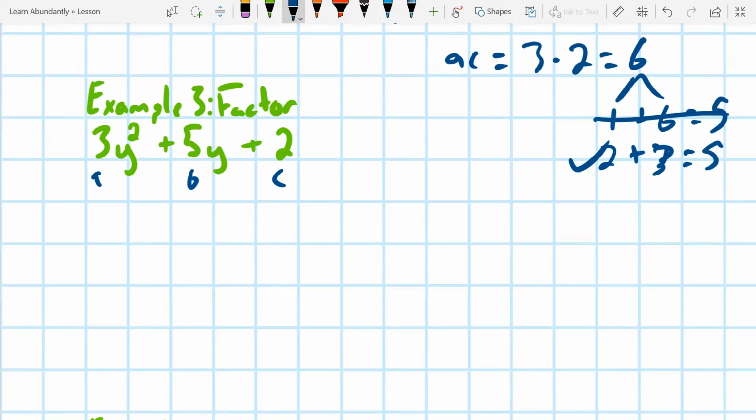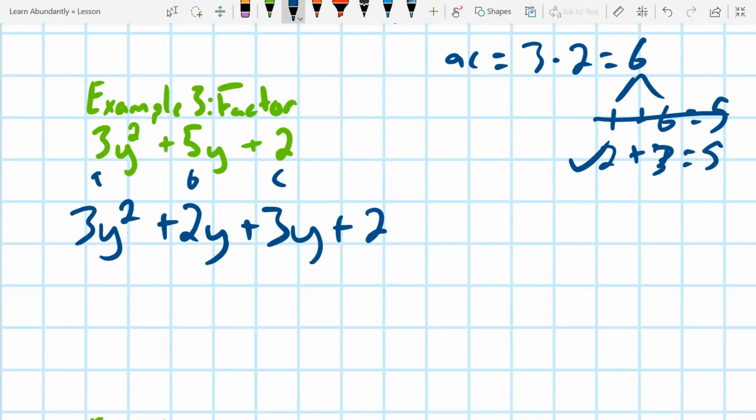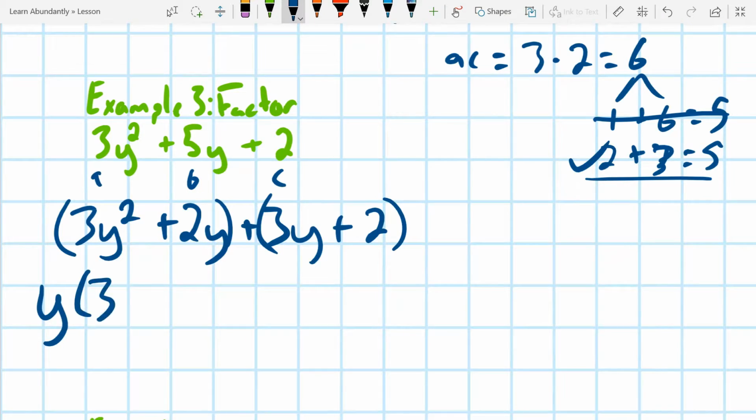We're going to go ahead and split the middle term, and we get 3y squared plus 2y plus 3y plus 2. Okay, so all I did was I split the 5y into the 3 and 2. Now we're going to go ahead and draw our parentheses and start factoring. What can I take out of those? Again, 3 and 2 don't match, so I can take out a y. 3y plus 2. What can I take out of both of those? Actually, they don't match at all. So what can we take out?